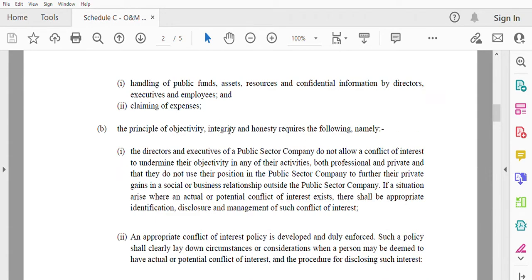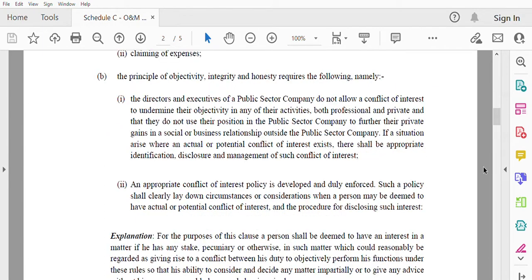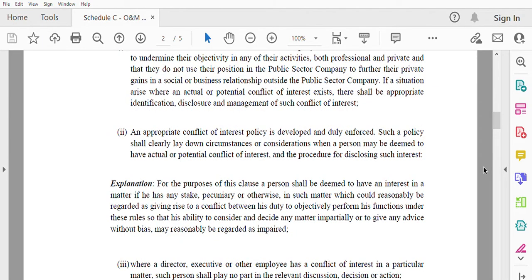The principle of objectivity, integrity, and honesty requires, and here it is elaborating, that the company would not allow a conflict of interest in any of its transactions, and if there is a conflict, then that director would need to excuse himself or herself from that discussion, and there should be a clear conflict of interest policy also, which I believe is mentioned here.